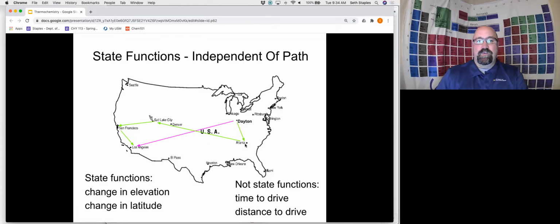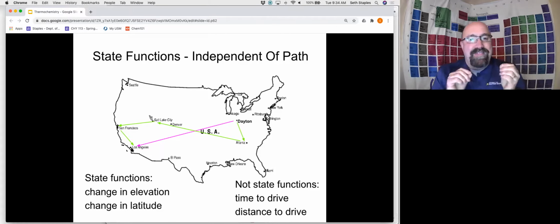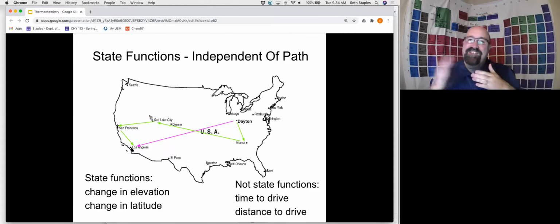So we could go Dayton to Atlanta, to Salt Lake City, to San Fran, and then to LA. So we could take a very circuitous, very complicated type route to get there. But that doesn't change the overall distance. Once we're in LA, the path that we took to get there doesn't change the distance that we are now from Dayton. That distance is still the same. So that distance between Dayton and LA, that's a state function. That distance will be exactly the same no matter our pathway to get there.